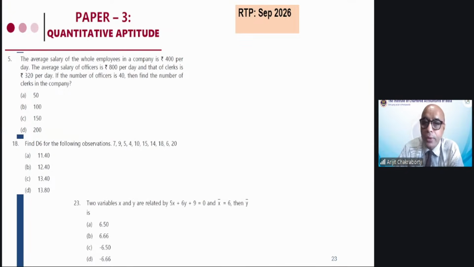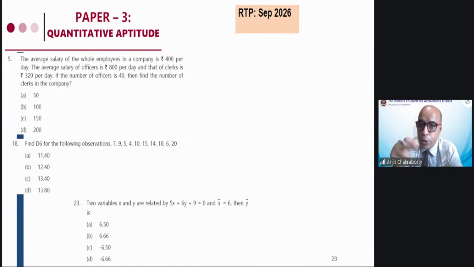Question number 18. This is D6. For question number 18, we just need to arrange the numbers in increasing order, and then we get the total number. How many variables are there? 1, 2, 3, 4, 5, 6, 7, 8, 9, 10 variables are there. You need to find the sixth decile. That means D6 is equal to 6 by 10 into 10 plus 1, because it is n plus 1. N is 10 here, and then you can calculate. 23rd question.